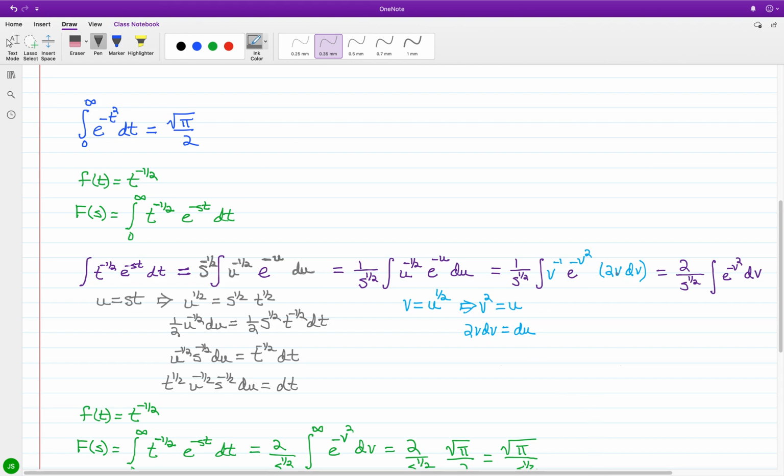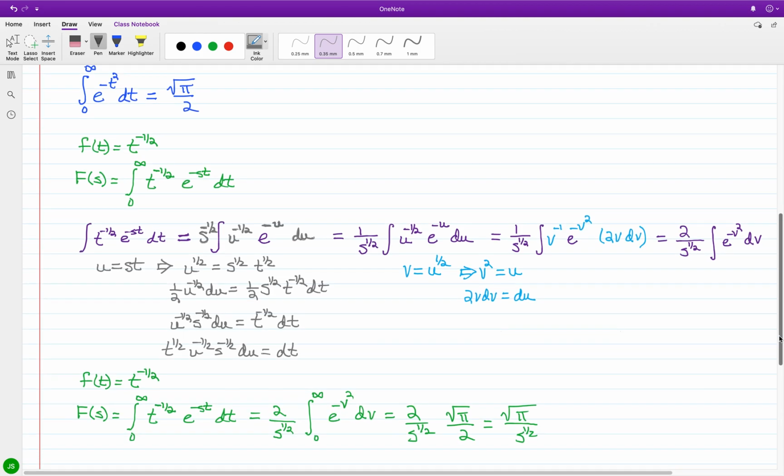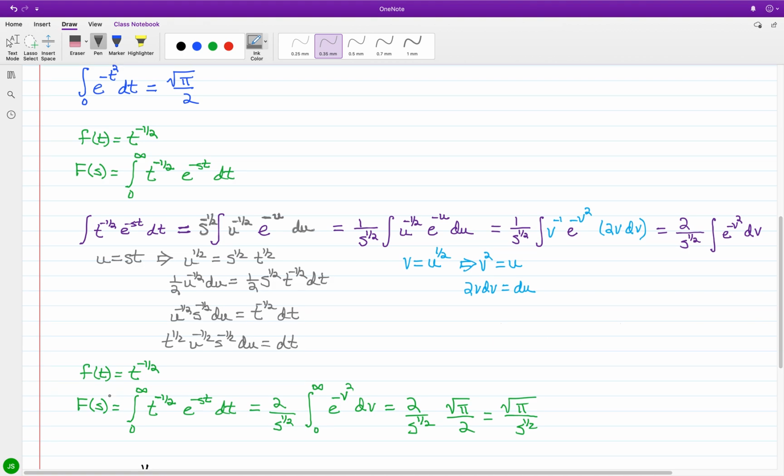And what is going to happen here is that we'll have 2 over s to the 1/2. V to the negative 1 times v will cancel out, and we have e to the negative v squared dv. Okay, now again, going back to our improper integral, again utilizing f of t equal to t to the negative 1/2, we have filling in 2 over s to the 1/2, and this time we have the integral going from 0 to infinity of e to the negative v squared dv.